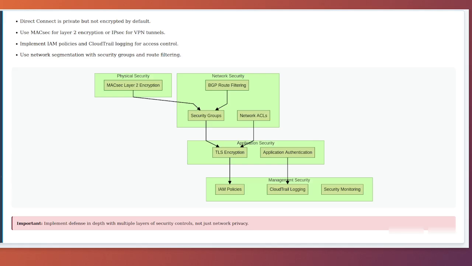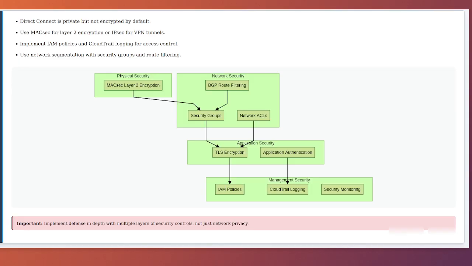Monitor for security anomalies. Enable VPC flow logs to capture information about IP traffic flowing through your VPCs. Analyze these logs for unusual patterns that might indicate a security issue. Use AWS GuardDuty for threat detection. Set up CloudWatch alarms for unexpected traffic volume or patterns. If you see traffic from unexpected source IPs or unusual amounts of data transfer, investigate immediately.